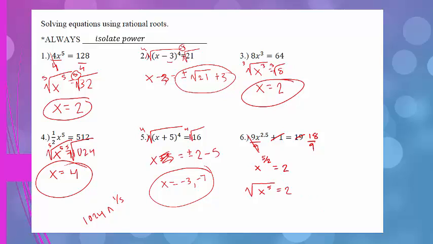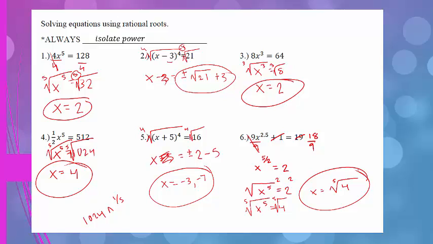So the first thing I want to remove is the square root, and I do that by squaring each side. That gets me x to the 5th and 4. And then I'm going to take the fifth root of each side. And so I will get the fifth root of 4.